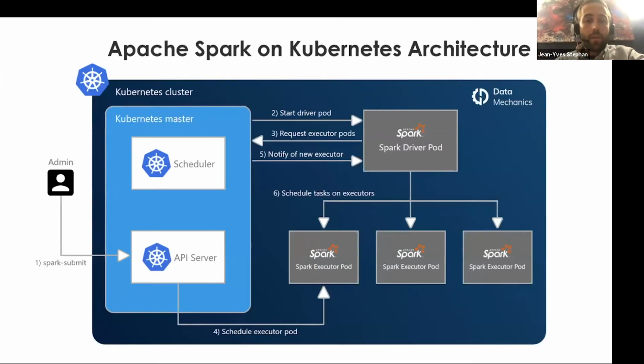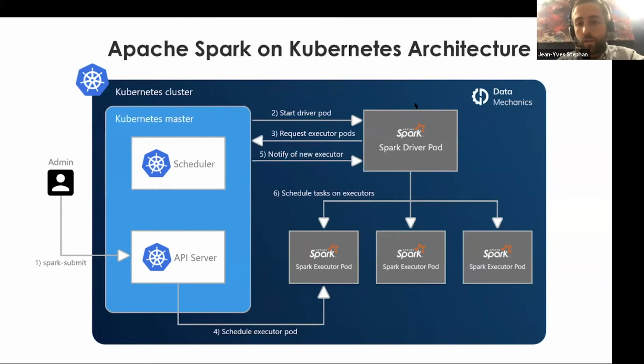So what do we mean? What happens really when you submit a Spark application on Kubernetes? Well, we say that Spark runs natively on Kubernetes because there's a direct communication between the Spark driver and the Kubernetes master. So when you submit an application, it's first understood by the Kubernetes API server, who is going to then start the Spark driver pod.